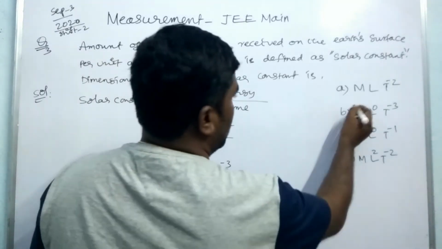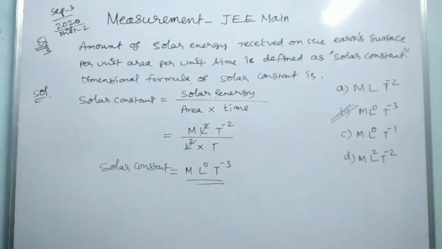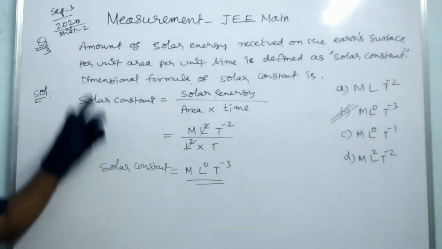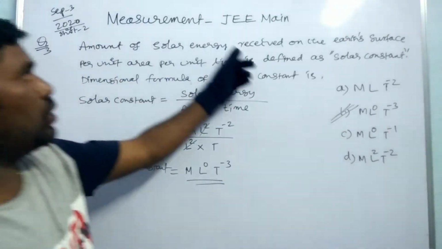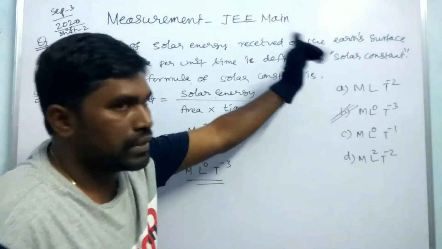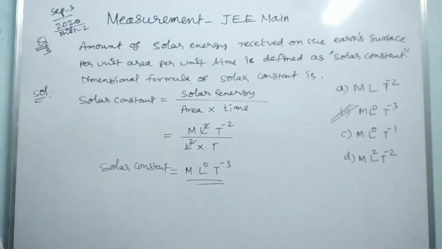So what is that? M L0 T minus 3. That is option B, the right answer. M L0 T minus 3. Very simple. Just about the solar constant, it is nothing but the amount of solar energy received on the surface per unit area and per unit time. That is the basic wording you have to remember here.